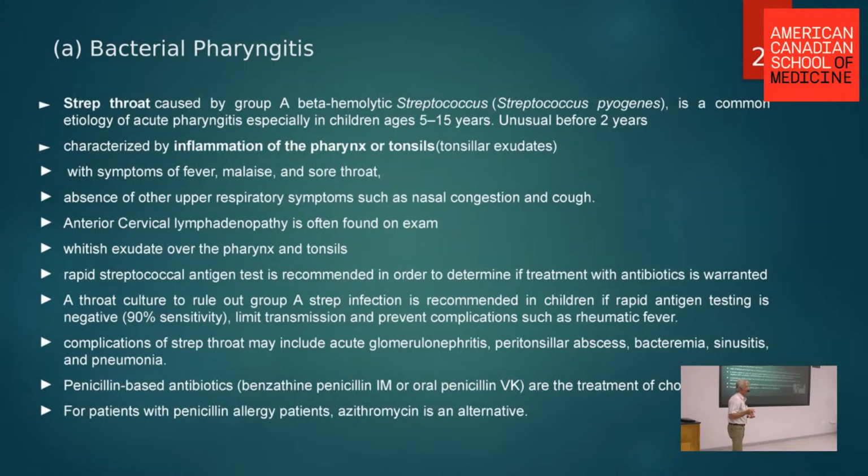Just as a sidebar, on infectious mono, you'll also get cervical adenopathy, both anterior and posterior, as well as potentially splenomegaly, which we'll talk about in a second. White exudate over the pharynx and the tonsils.